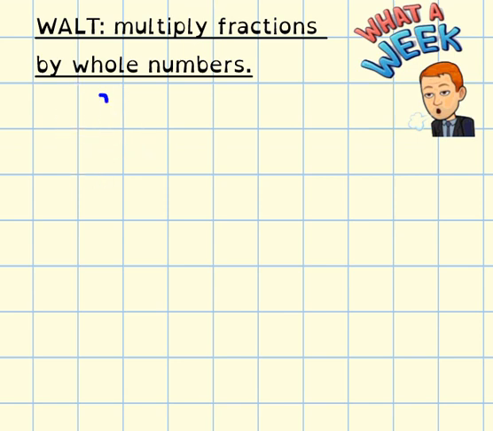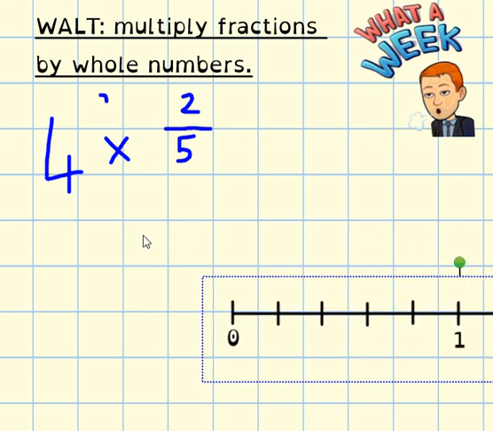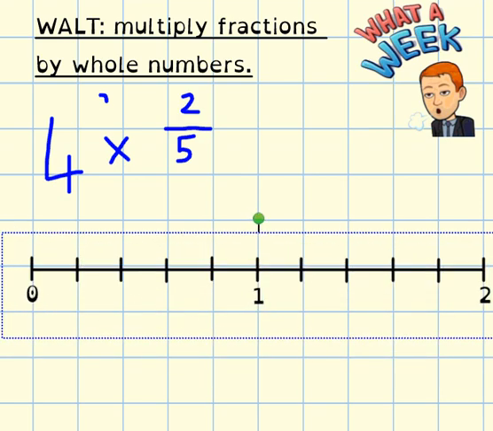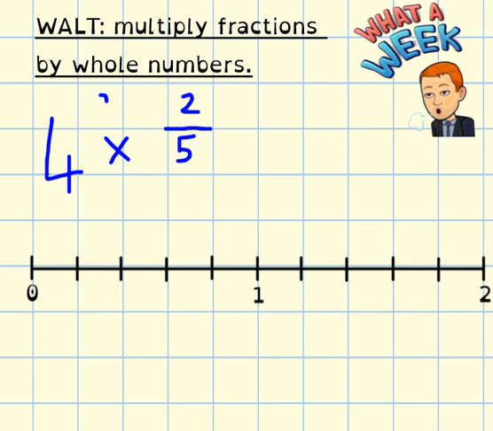4 times 2/5, or 4 lots of 2/5. So it can be shown in the bar model. It can also be shown on a number line, which I have here. So 4 lots of 2/5.